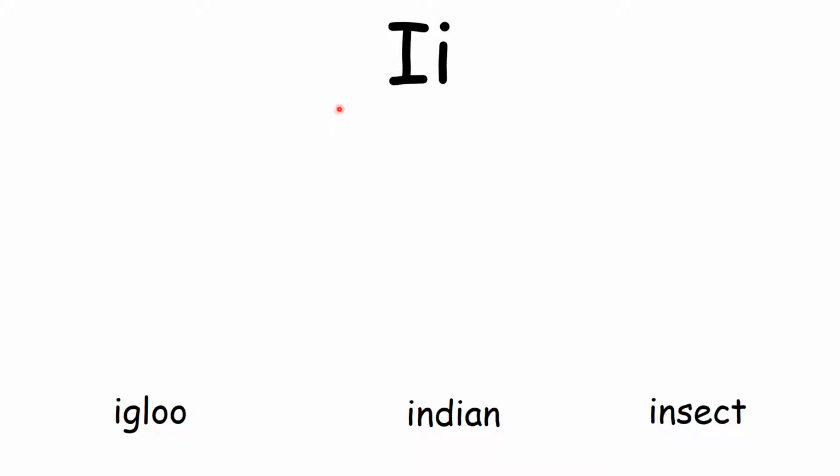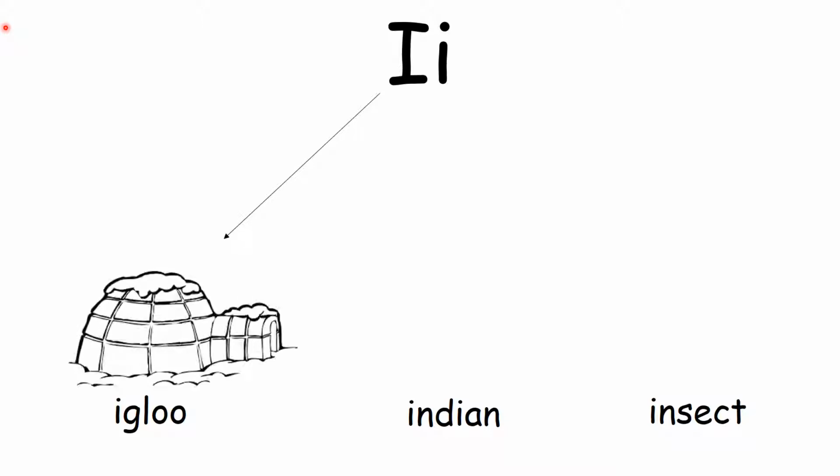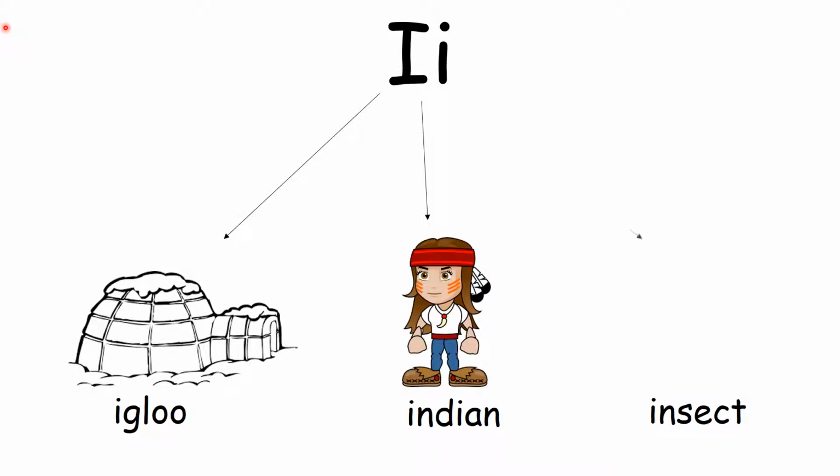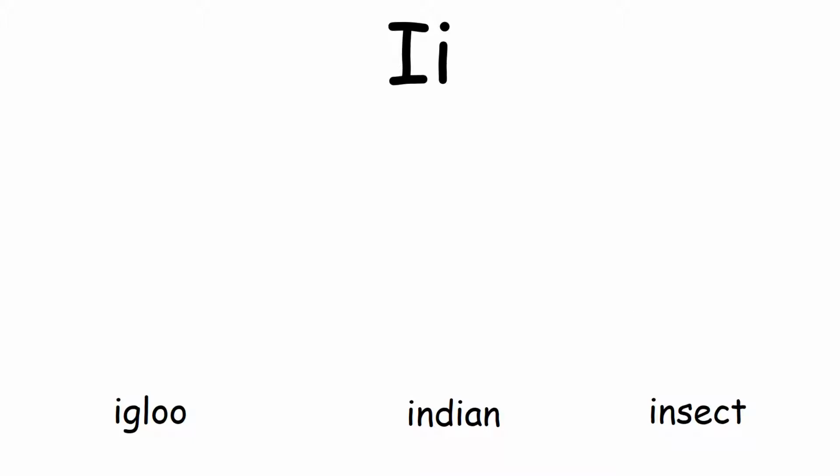Let's read with the beginning sound of E. Ready? Begin. E. Igloo. E. Indian. E. Insect. Now it's your turn. Okay, it's your turn. Sound it first. Ready? Begin.